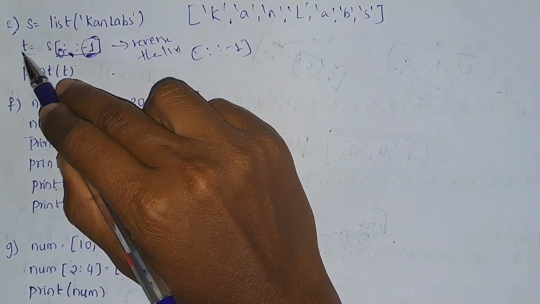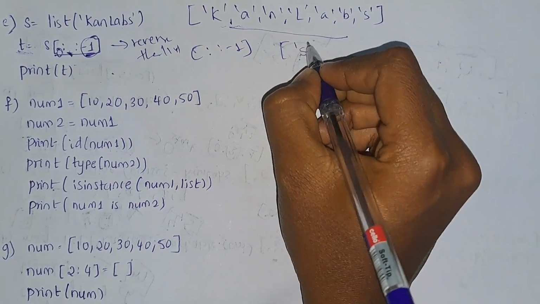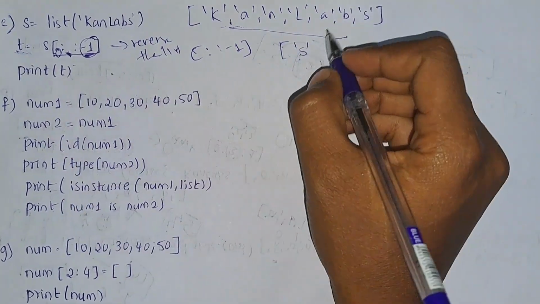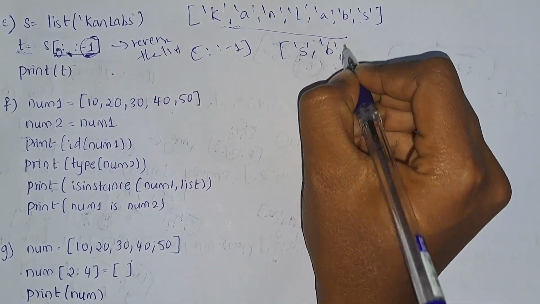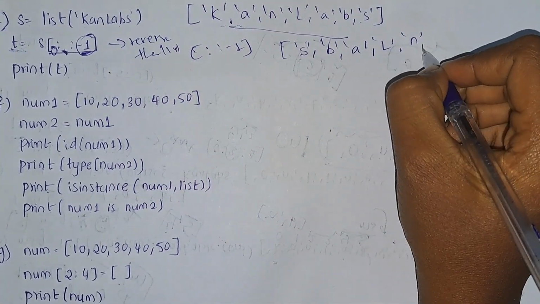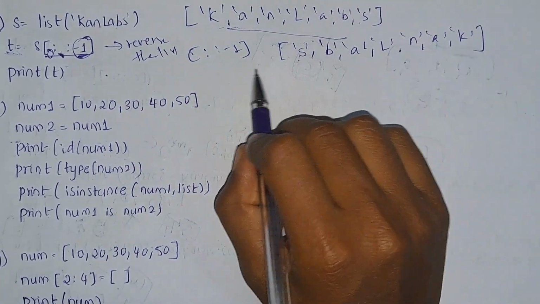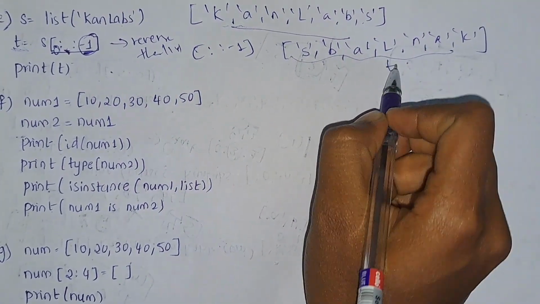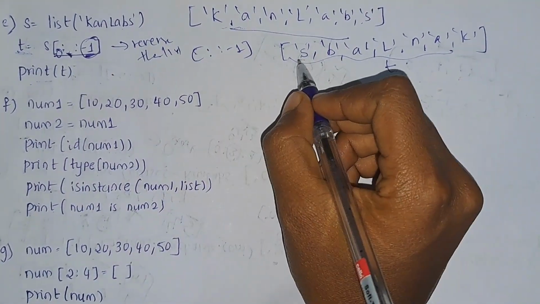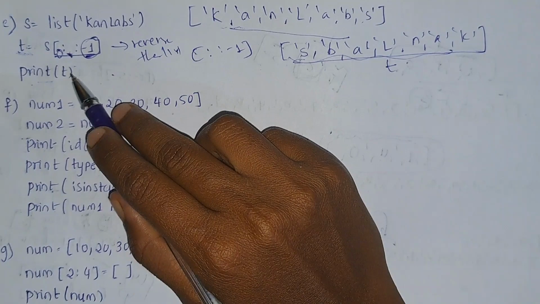That means this t will store the reverse of this given list. That means here the t will store it as s, b, a, l, and in this manner it will store, and it is k. So now this is the t. So if you print the t, you will get it like this. So this is the output when you print t.